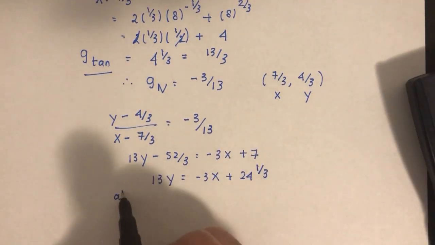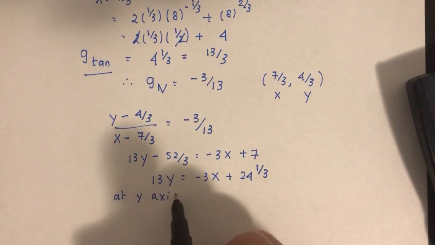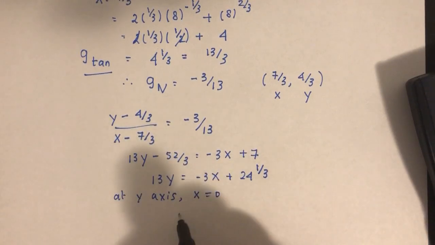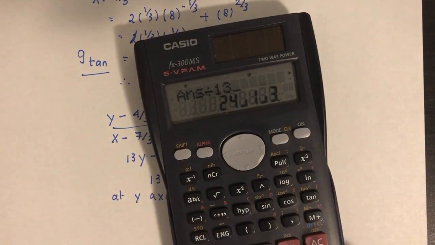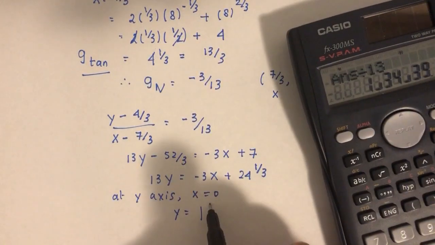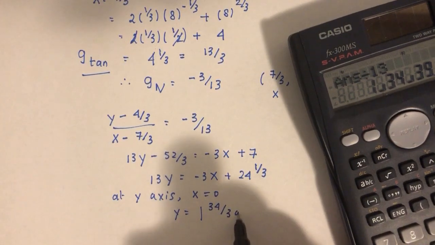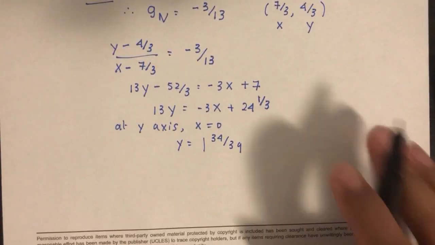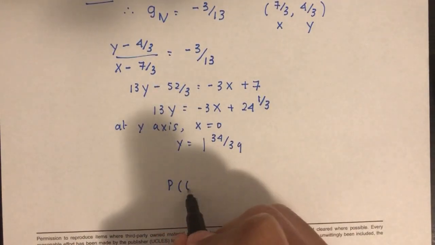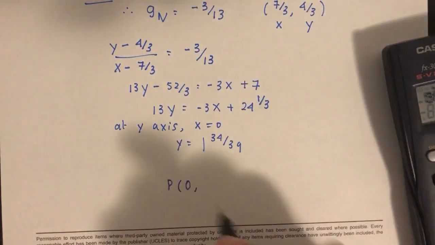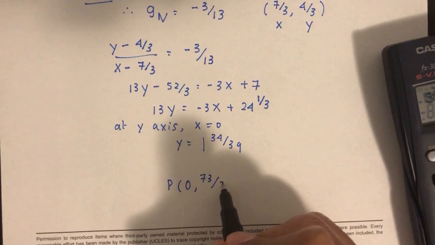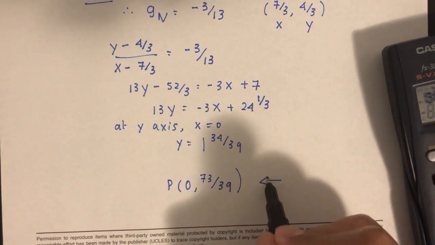So now we say at the y-axis x equals 0, so y equals this divided by 13. That will be 73 over 39. So the point P will be (0, 73/39). That will be my point P.